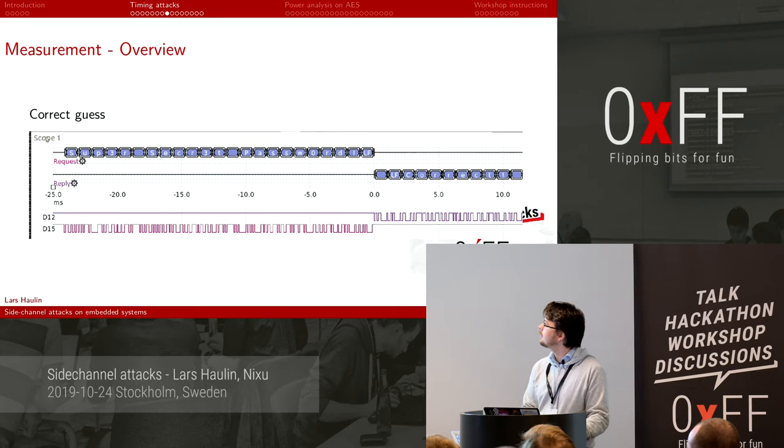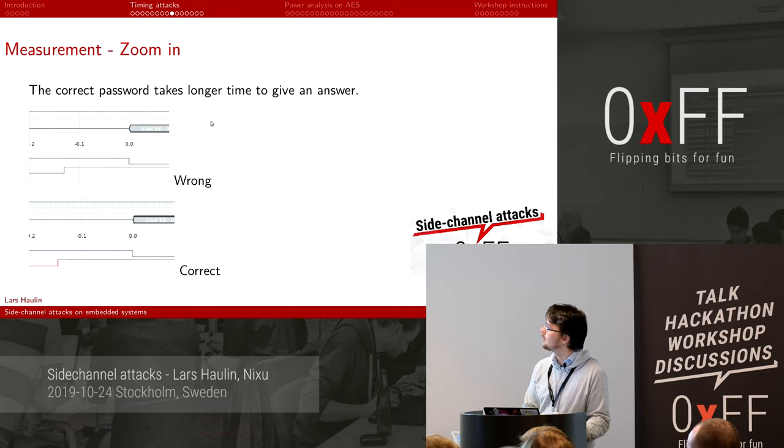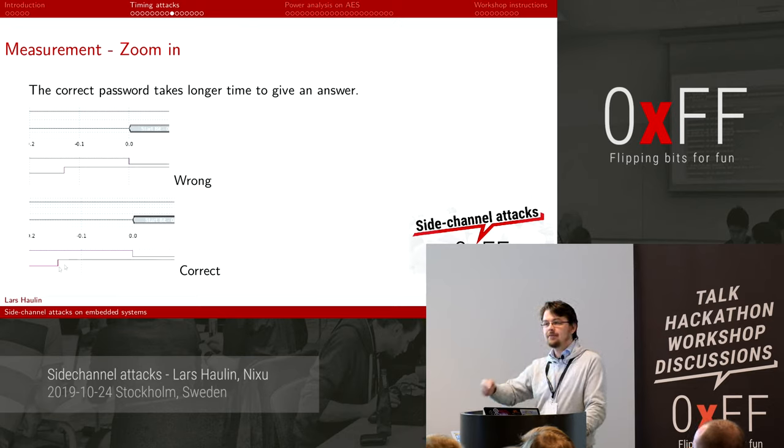But we should look at this again. We get a reply, but if we zoom in here on where we actually get the reply, you can see that when we have a wrong password, then the timing between when we send the last character and when we get the reply is shorter than when we have a correct password. Because for the correct password, we need to check every byte before we can say this is wrong.